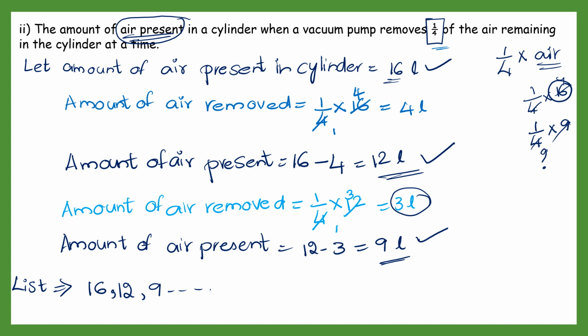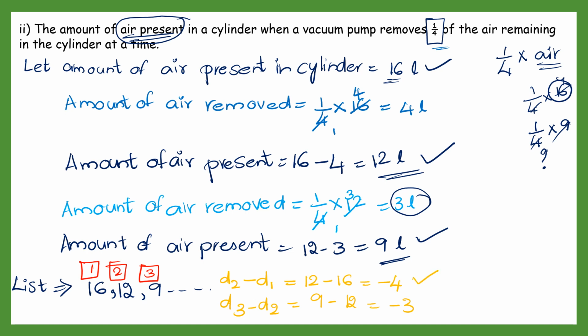For that, what should we see? We should check the difference between the numbers. This is the first number, this is the second number, this is the third number. So let's check the difference. Difference between the second number and the first number is 12 minus 16. You get minus 4. Difference between the third number and the second number in the list is 9 minus 12. You get minus 3. If you observe, between the second and first number the difference is minus 4, and between the third and second number the difference is minus 3.